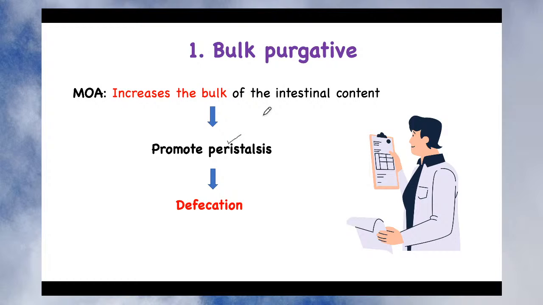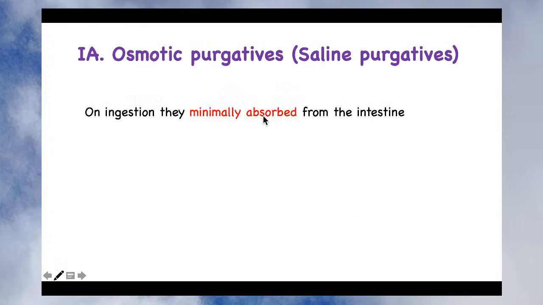But in classification, we have seen there are different subclasses, like osmotic purgative and hydrophilic purgative. We'll see the detailed mechanism of each subclass when we study the particular drug belonging to that class. I hope the mechanism of the first class of purgative, the bulk purgative, is clear. Now let's go to the second class, the osmotic purgative and saline purgative.